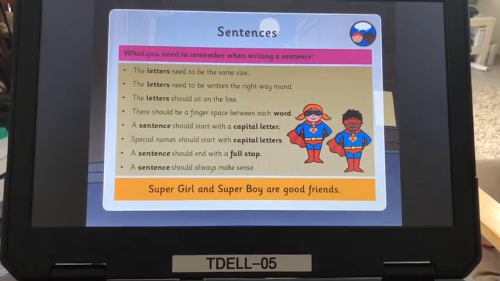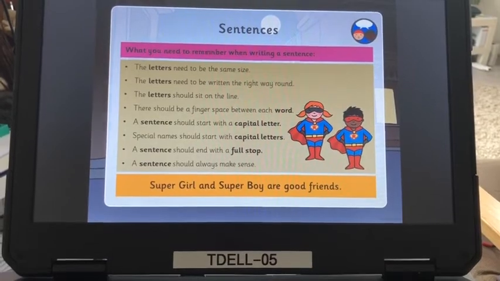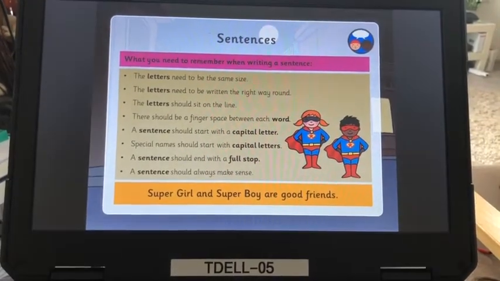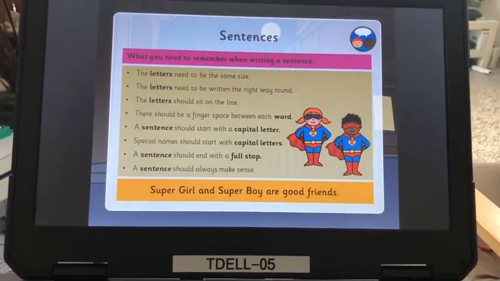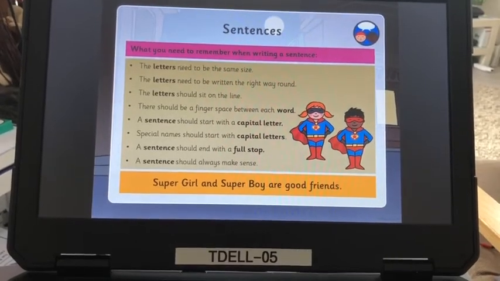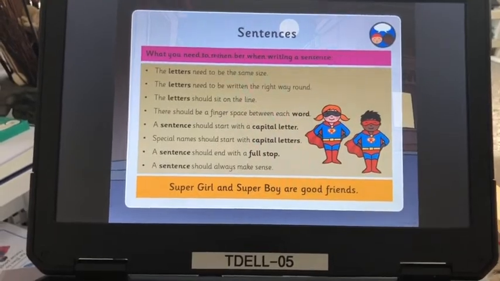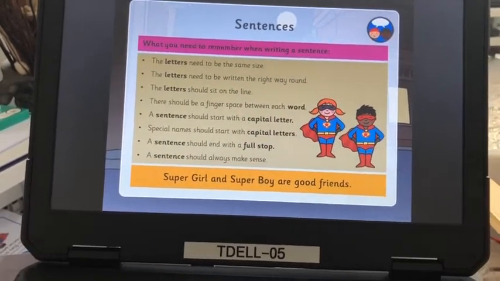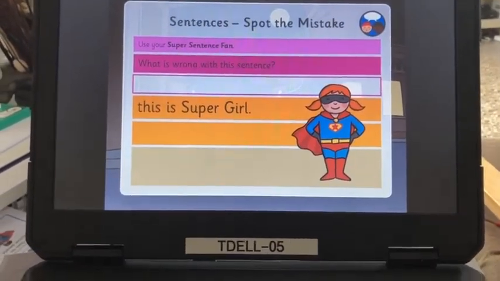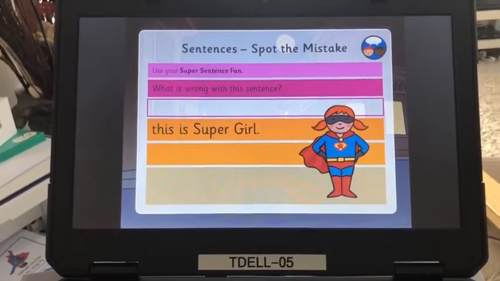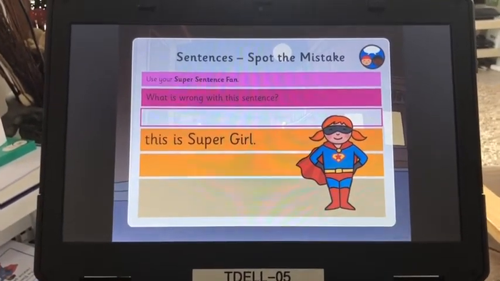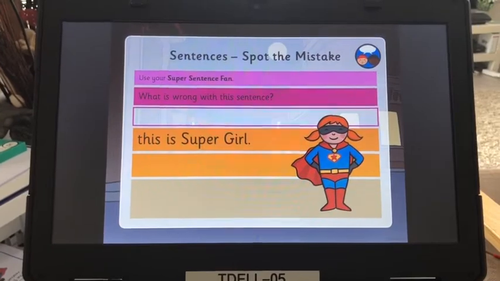Supergirl and Superboy are good friends. So this is a sentence. At the beginning you have a capital S and at the end we have a full stop. Supergirl and Superboy also have capital letters because they are the names of the characters. So use your super sentence fan. You can download these from Twinkle.